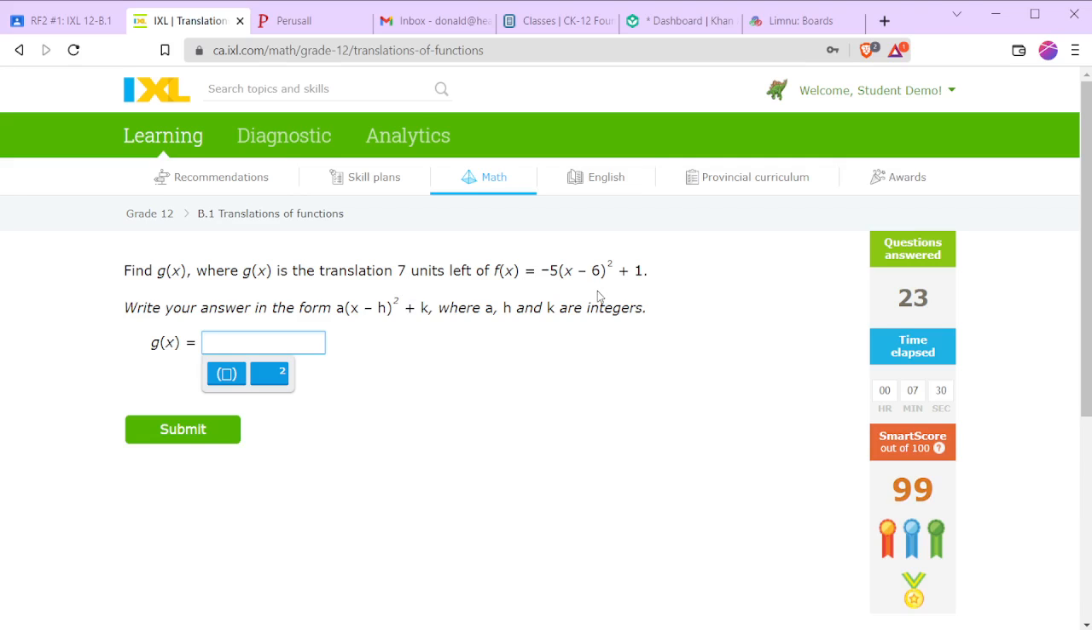Now here we want to go 7 units left. So going 7 units left is the same as replacing x with x plus 7. And then we leave everything else exactly as is. But we have to simplify our plus 7 and minus 6 to get a plus 1.